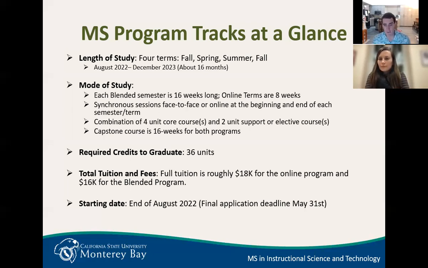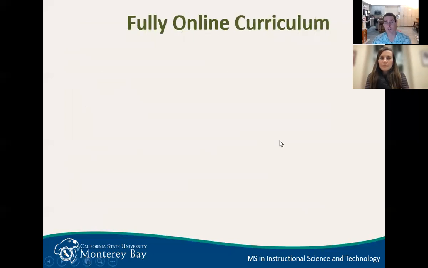For either program, it's a 36-unit program. Tuition is roughly the same. The online program costs a little bit more because essentially the CSU assumes you won't travel, so they charge you more tuition. It's kind of, I suppose, a little unfair, but that's the way that they break it down. For the blended program, it's $16K for the total tuition, but it's assuming also a little bit of travel costs to campus. And then naturally the starting date is identical and the application deadline is also identical, with a May 31st application deadline.